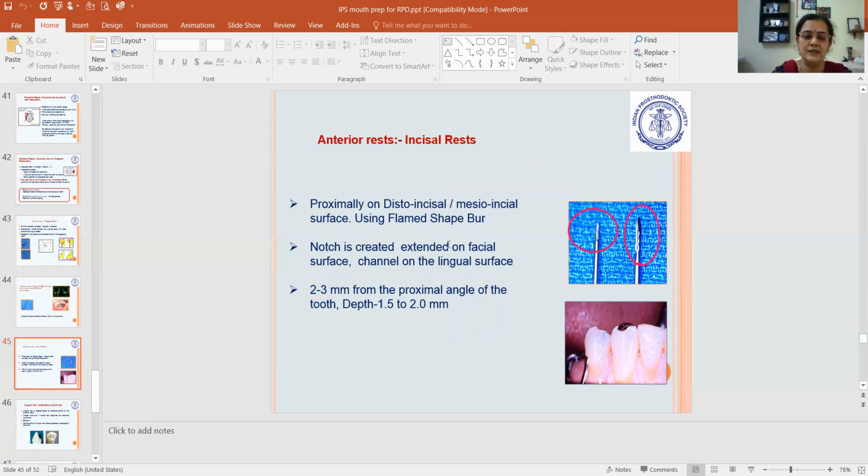It improves the aesthetics. The notch is created and extended on the facial surface, the channel on the lingual surface, and it is about 2 to 3 millimeters from the proximal angle of the tooth, with a depth of 1.5 to 2 millimeters.